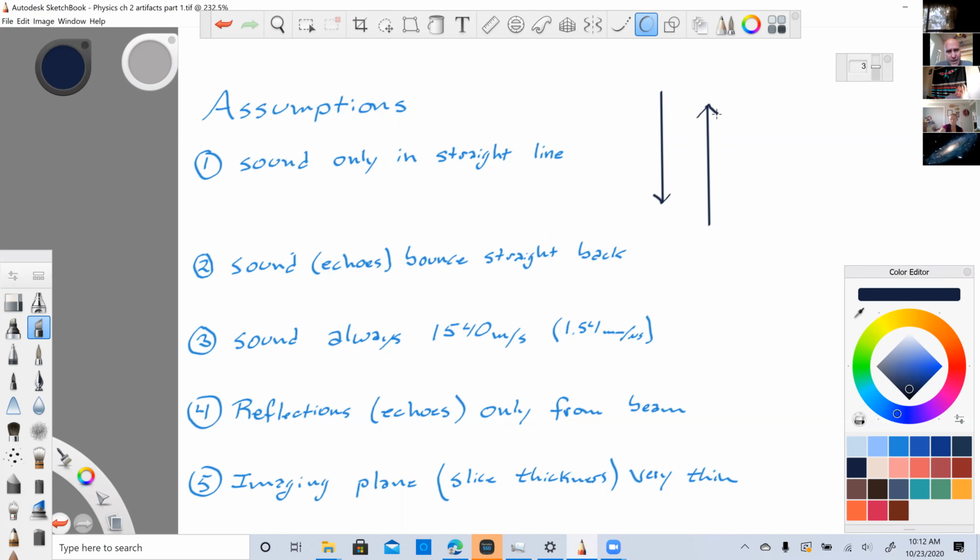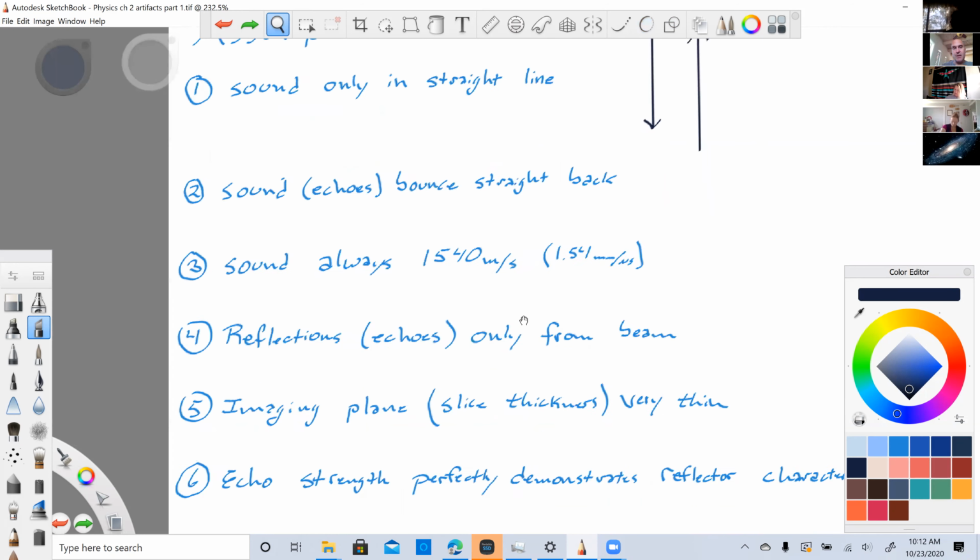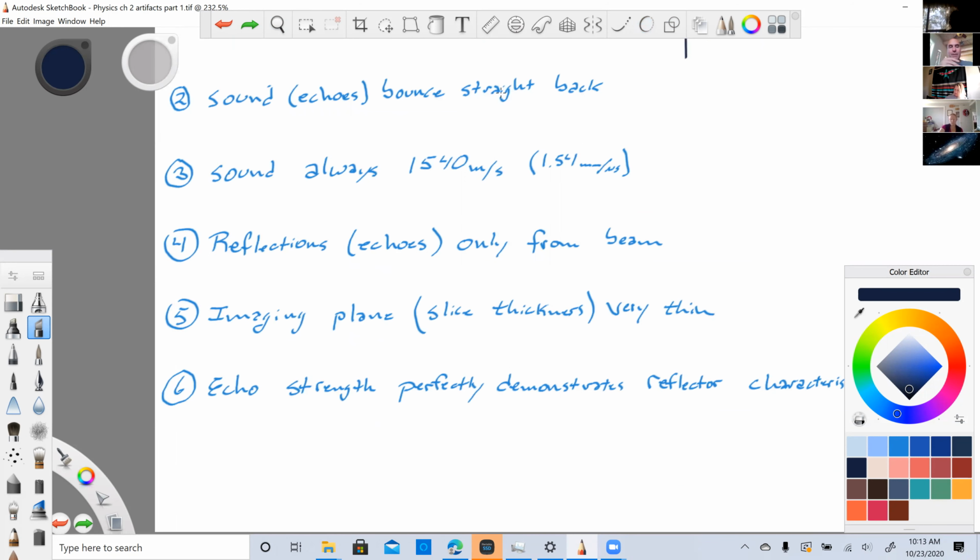But as you can imagine, as sound travels, it hits different tissues with different speeds of sound, refraction. We already know that the true shape of an echo coming back spreads out. So these assumptions are not 100% correct. Sound always travels at 1540 meters per second. We have some pretty cool artifacts when sound doesn't travel at 1540 meters per second, or 1.54 millimeters per microsecond. So that assumption is false. It's just an average.